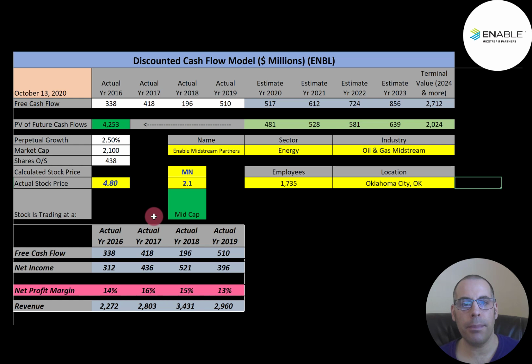This is a mid-cap company. Their market cap is $2.1 billion. That's the value of the company according to the stock market. And they're trading at $4.80 a share, and they have 438 million shares outstanding. To calculate shares outstanding, it's market cap divided by stock price gives you shares outstanding.